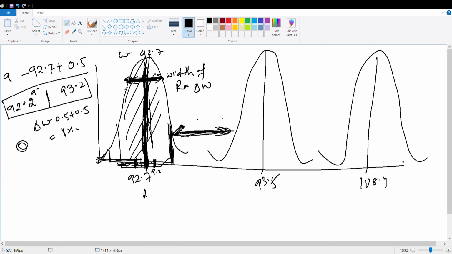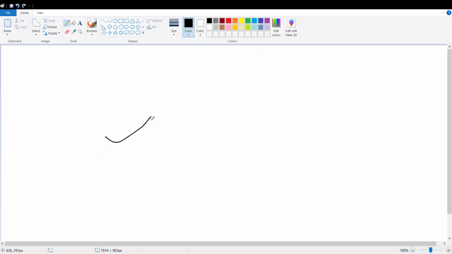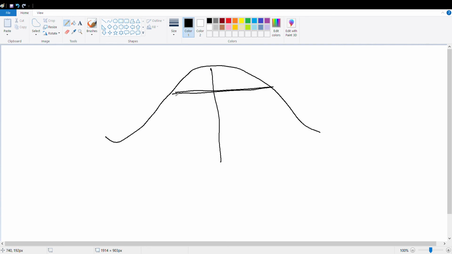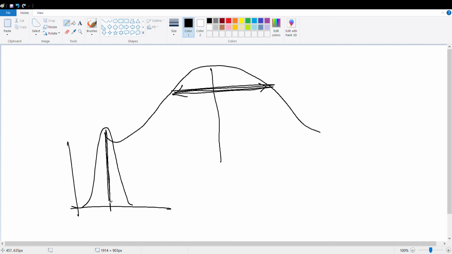Is it clear? Yes, sir. So obviously, if the resonance curve is broad like this, then delta W is very large, which is not good. Ideally you should have your resonant frequency peak sharper, where delta W is minimum. You see delta W here and delta W here.